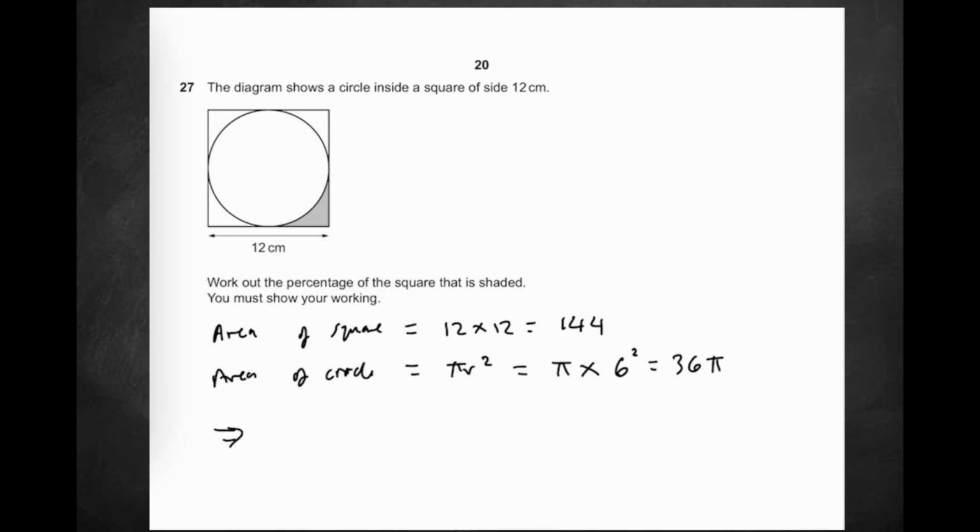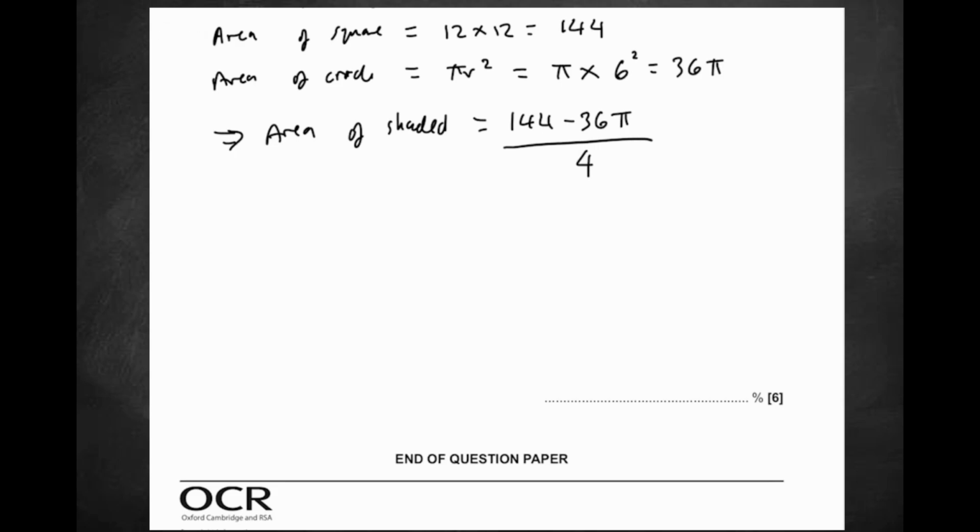Therefore, area of shaded is going to be the area of the square minus the area of the circle divided by 4, as there's 4 of these sections. So on my calculator, I'm going to do 144 minus 36 pi divided by 4. That gives us 7.725666118. And we want the percentage of the area that is shaded.